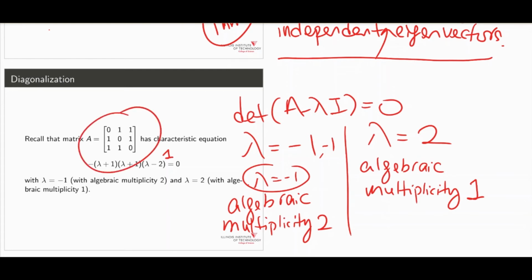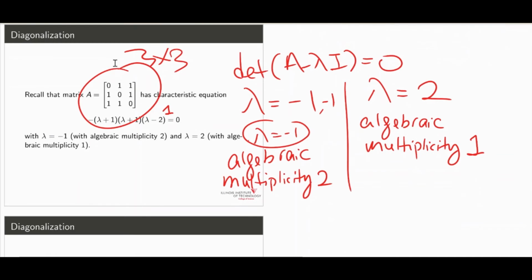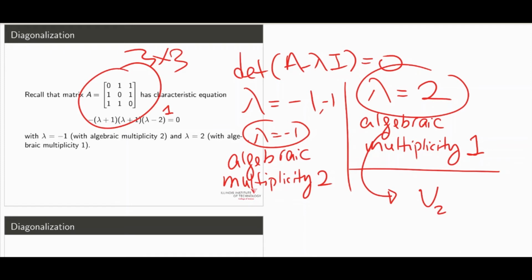Now, because A is a 3 by 3 matrix, we better make sure that we can have 3 linearly independent eigenvectors. If we can find 3 linearly independent eigenvectors, then the matrix A will be diagonalizable. We know from experience from the previous video that lambda equals 2 will give you an eigenvector. Let's just call it V. Now, this is a problematic spot.